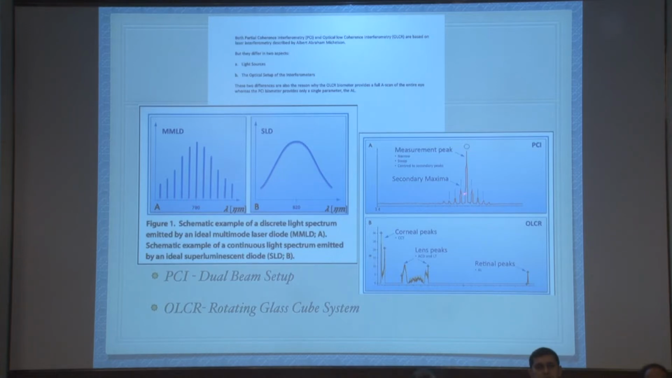It creates a measurement peak, and in front of and behind it creates secondary maxima. So it's not the exact measurement, whereas the SLD which is used in the OLCR gives a continuous light spectrum, so it measures all the peaks optically.